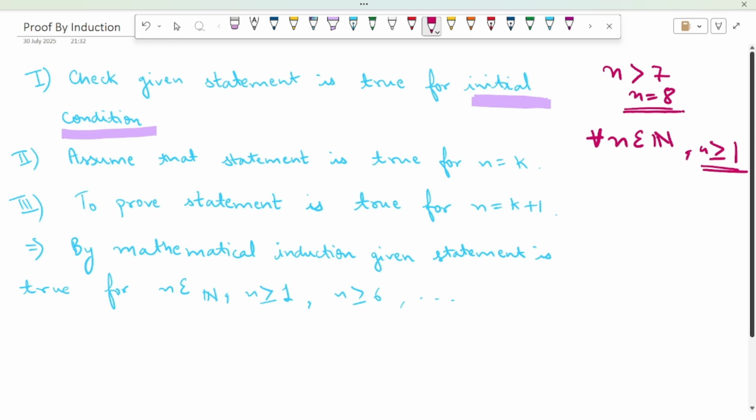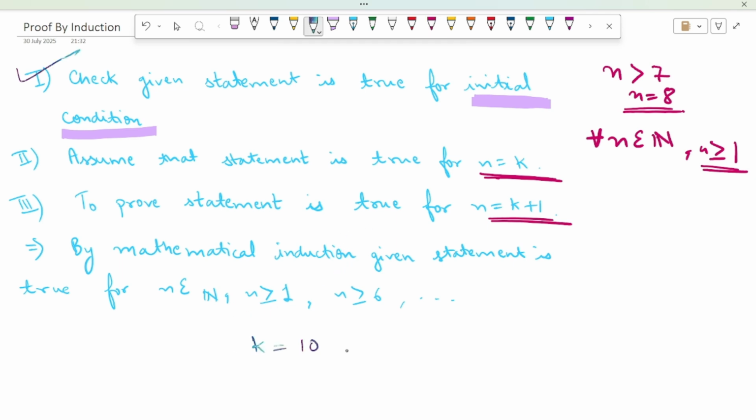Then comes the assumption part. We will assume that n is equal to k, which means k is some natural number. So it holds for some natural number, n equal to k, and then we will show that it holds for k plus 1. But what is the logic behind that? Let's say your friend says k is equal to 10, then what is k plus 1? 11. So it holds for the next natural number, right?